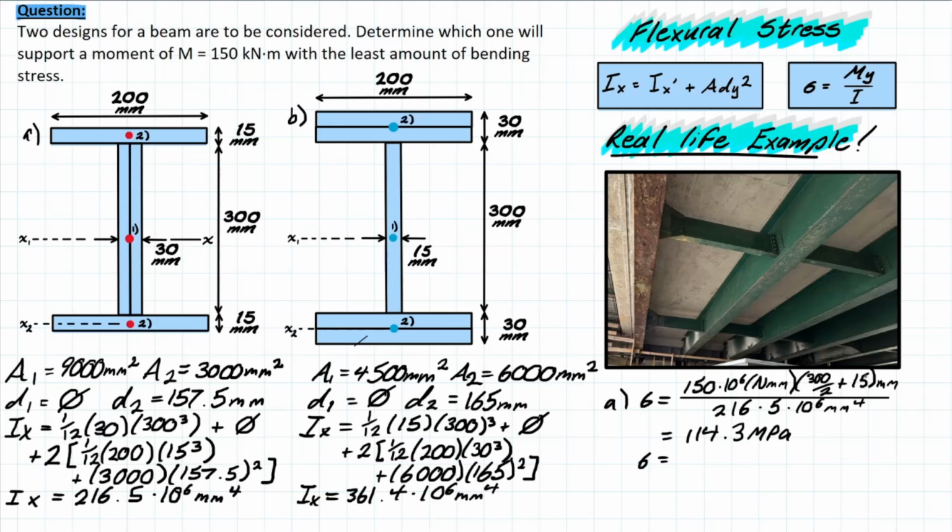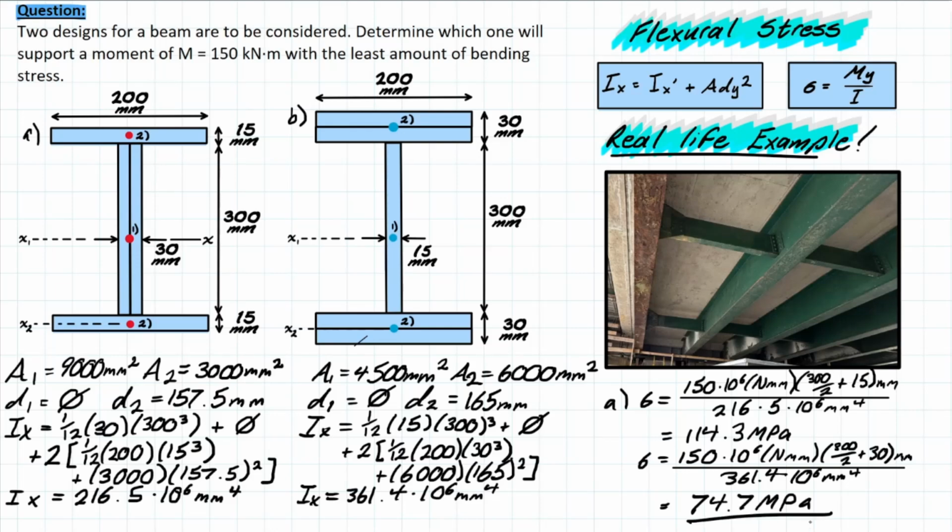And we do the exact same thing for the second section here, just switching around this number. This 15 is going to be turned into a 30, and we are going to be using that other inertia value that we solved for that section. And solving for that, you will be left with a flexural stress of 74.7 MPa, meaning that section 2, or section B, is going to develop a lower bending stress than section A. And that's it for the problem.